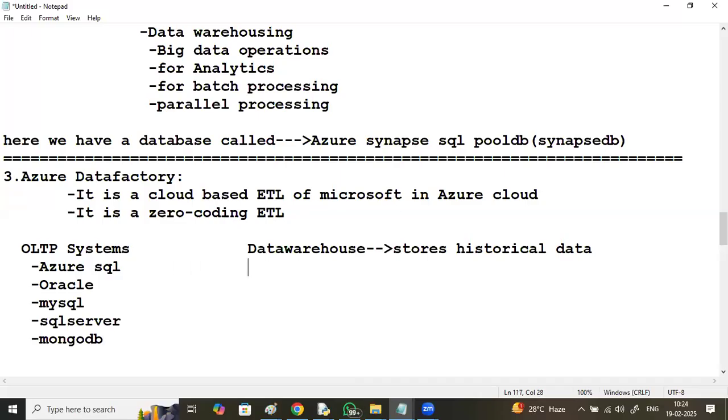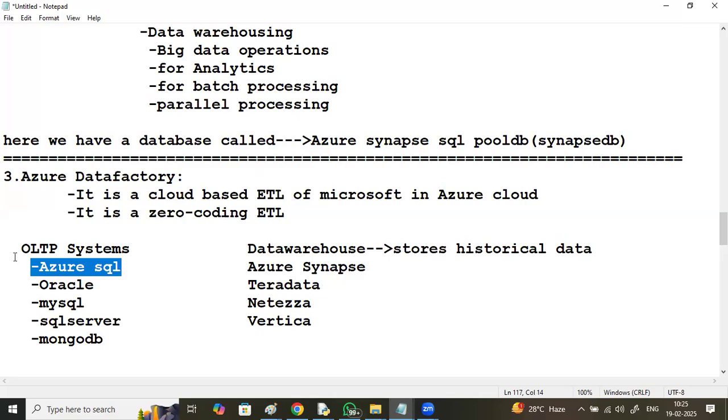Here, Azure Synapse. And if we talk about the on-premises data warehouses, we have many, like Teradata, Netezza, Vertica. So these are all there. Azure Synapse is there, and here Azure SQL is there.